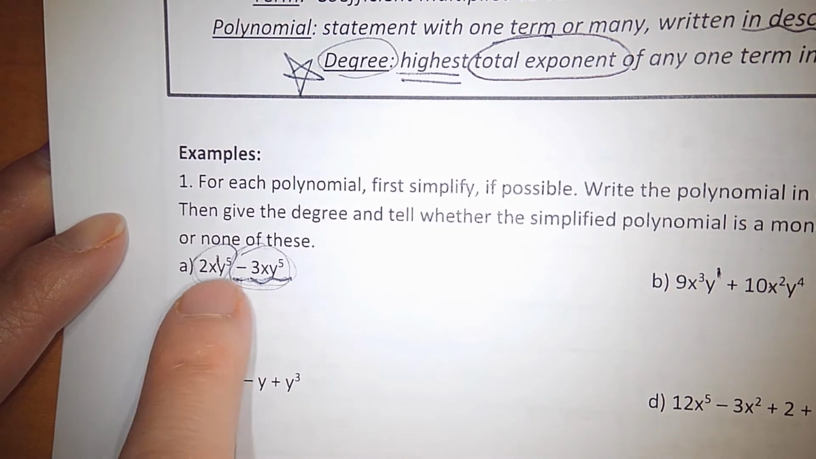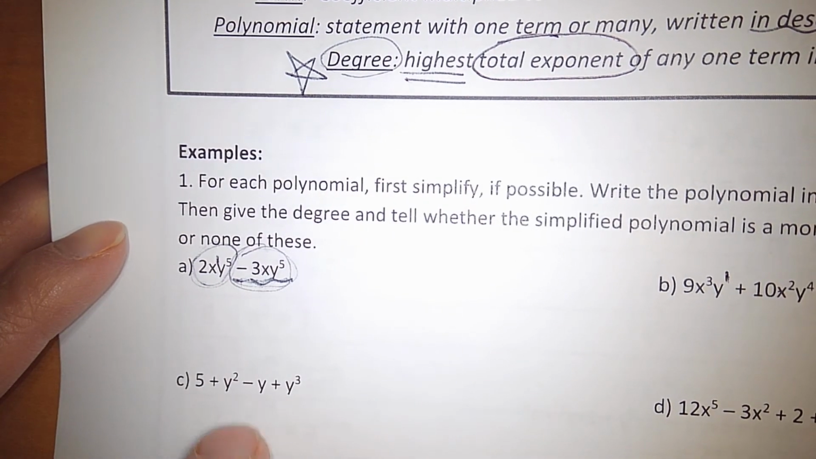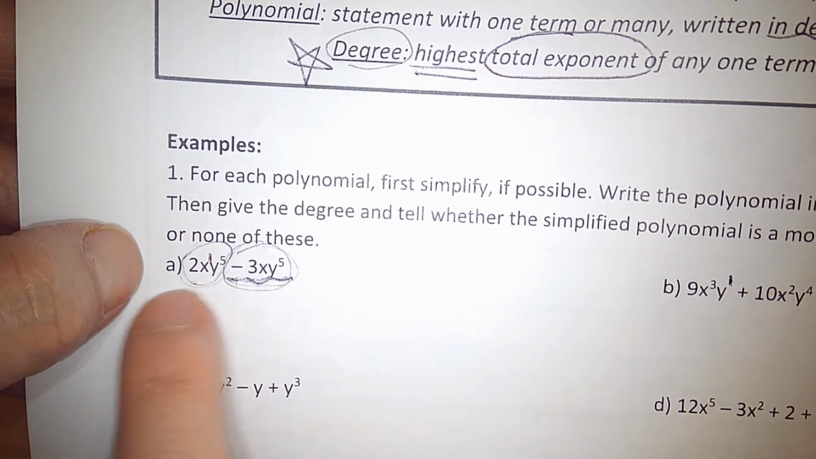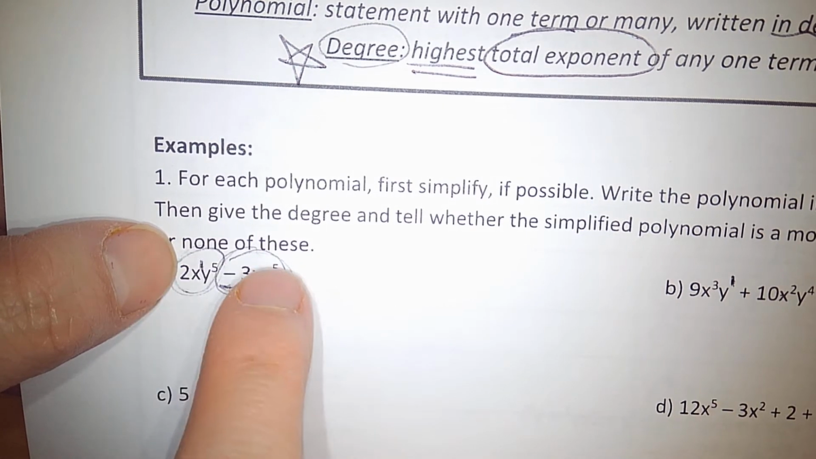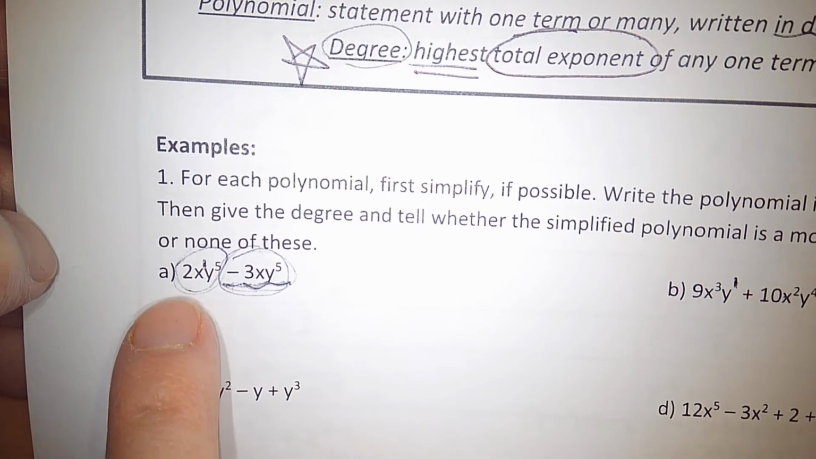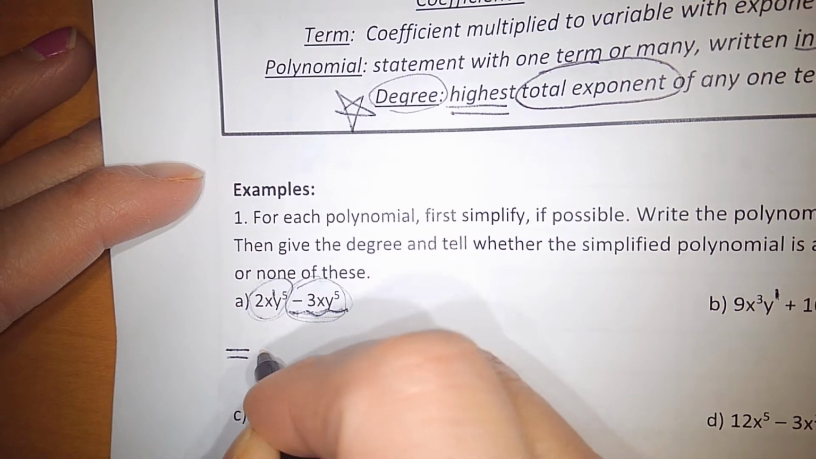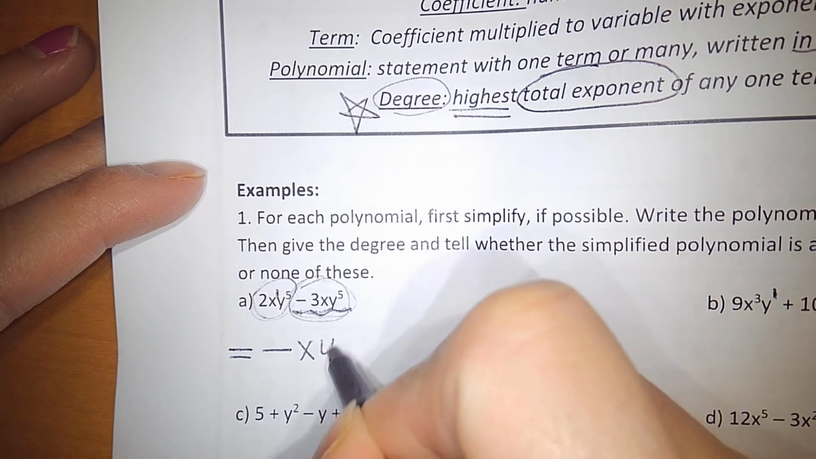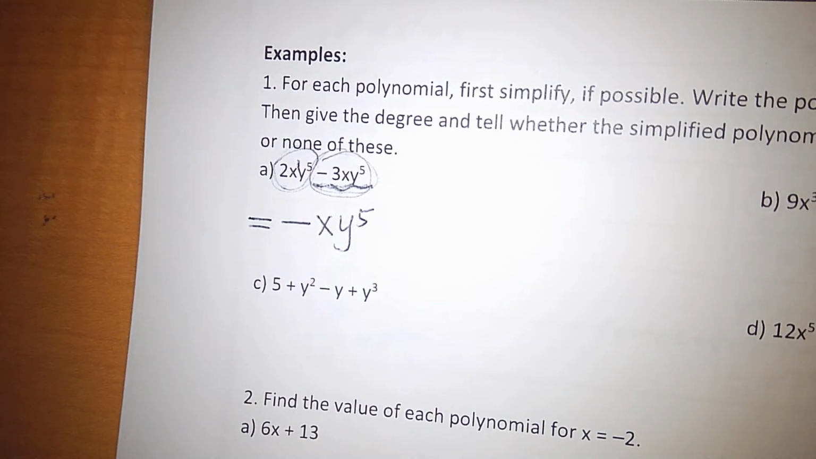Are we able to simplify 2xy to the 5th minus 3xy to the 5th? Yes. Why? Because these two terms are like terms. They have the same variables, x and y. For the exponent of x, they're both 1. For the y variable, the exponent is 5. So they're like terms. And how can we combine these two like terms? 2 minus 3 gives us negative 1, then xy to the 5th. You guys agree with it? So if they're like terms, we combine them. If they're not like terms, we keep both terms.